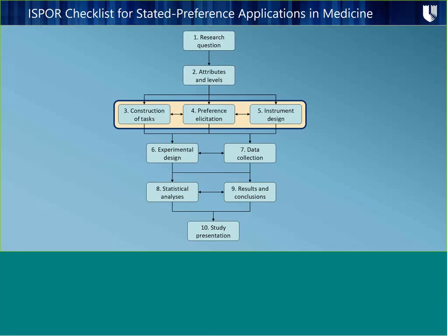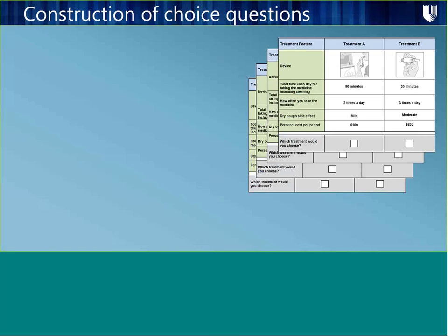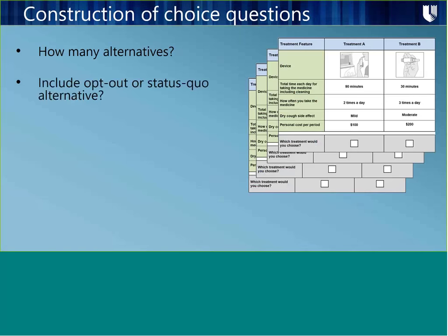Now getting into constructing the choice tasks. As we've discussed, there are lots of different options here. One is how many alternatives to show at one time. The easiest case and the most common is showing 2 alternatives. There are some cases where we have to show more, particularly when there's an opt-out or status quo, and that is a patient can just stick with their current treatment.